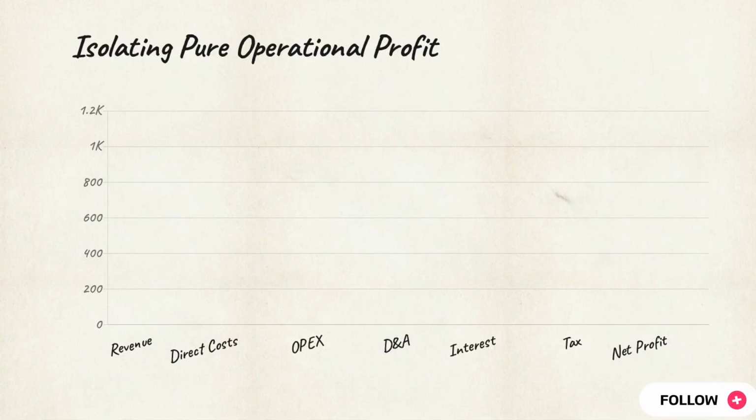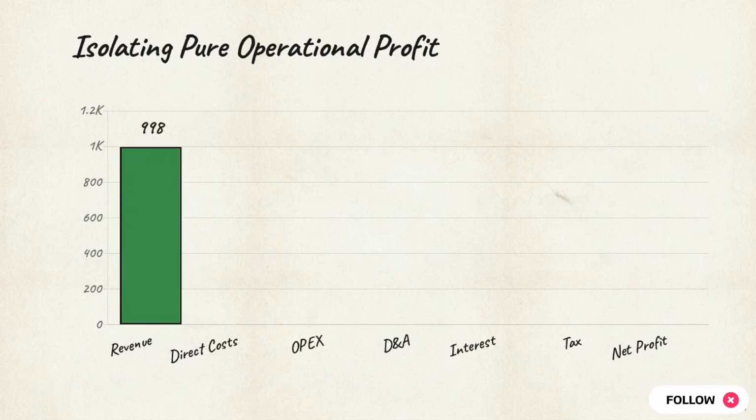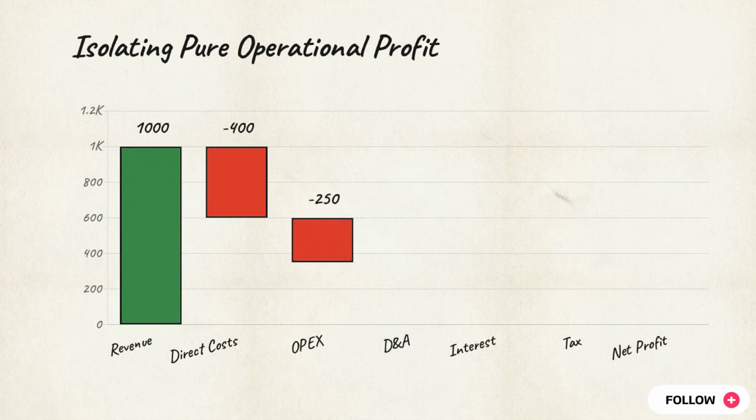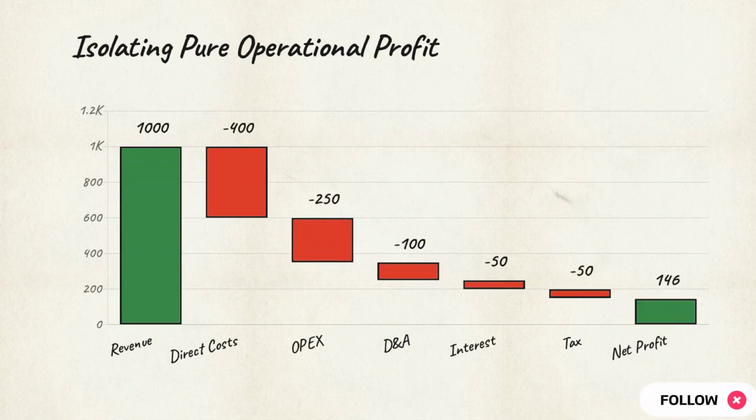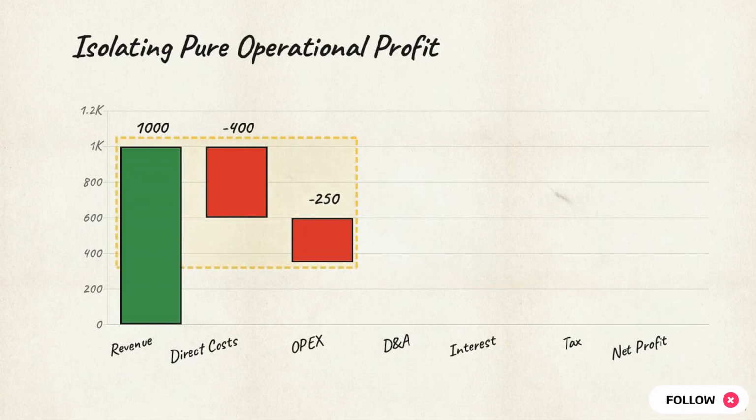and loss statement. This chart shows the P&L flow. Starting from top-line revenue, we subtract direct costs, operating expenses, depreciation, interest, and taxes, reaching net profit. But comparing net profit is misleading. These bottom blocks, interest and taxes, vary wildly based on capital structure, not business performance.